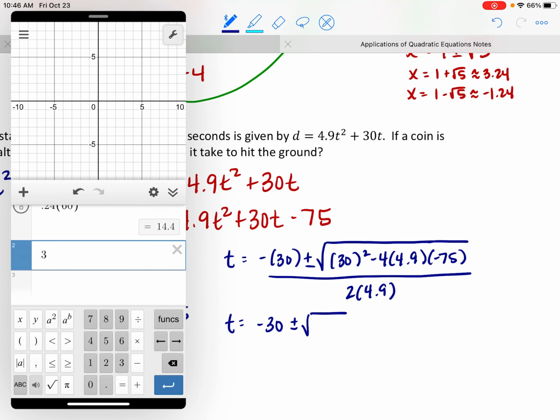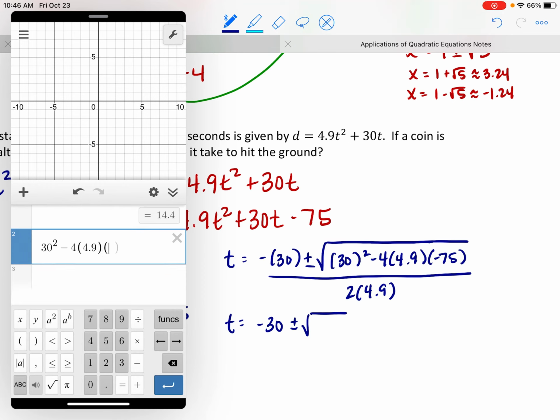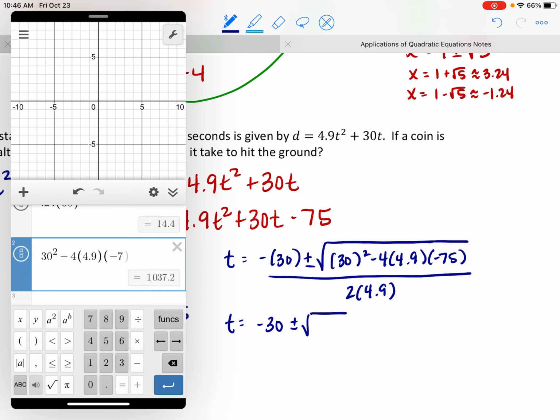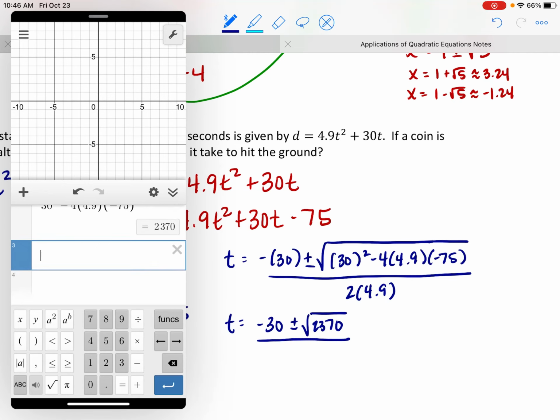That's 30 squared minus 4 times 4.9 times negative 75. And we get 2,370 over 2 times 4.9, which is going to be 9.8. 4.9 times 2, so 9.8.